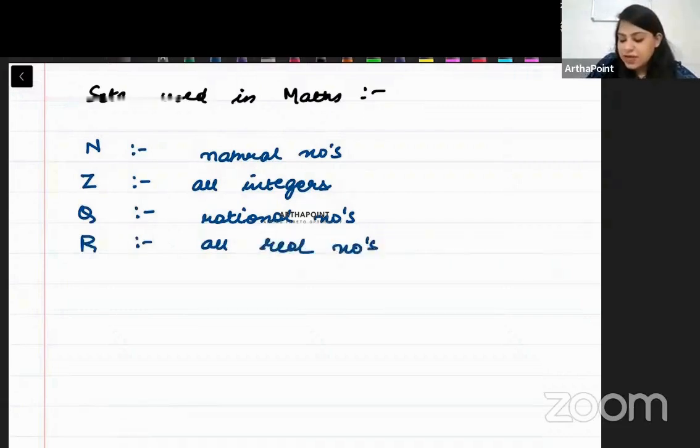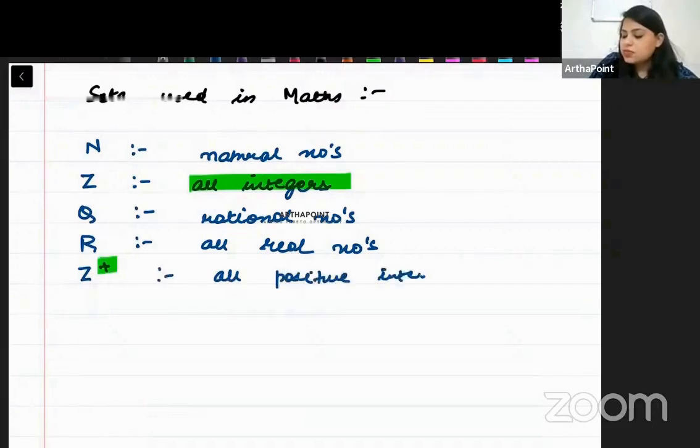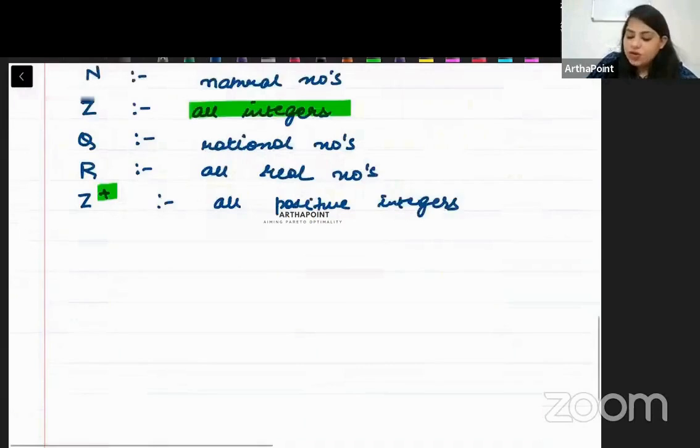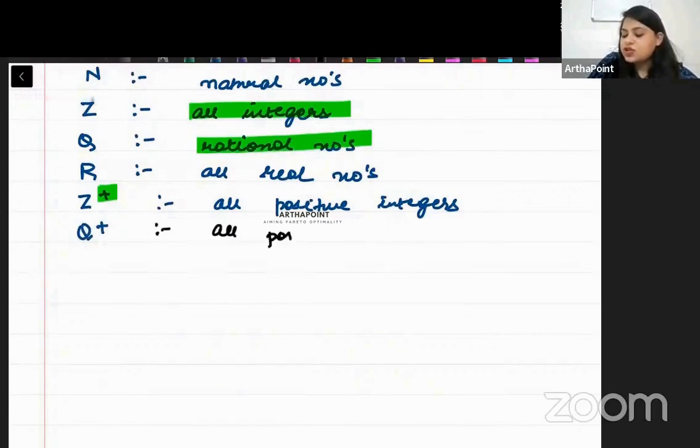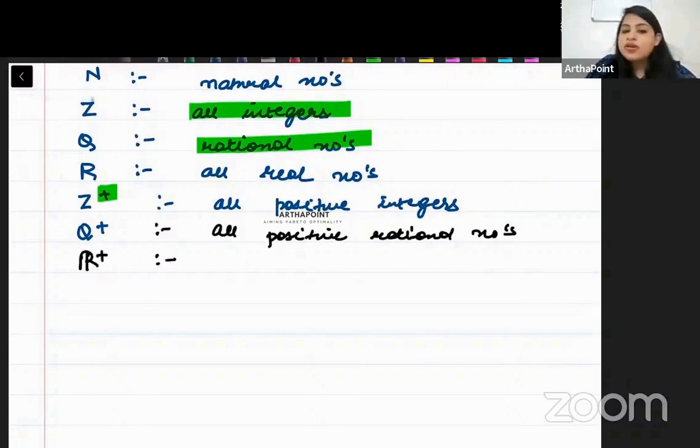Then the next is Z plus. Look, Z is all integers. Now when I put a plus sign here, then Z plus is all positive integers. Then I have Q plus. Q was all rational numbers, so Q plus is all positive rational numbers. And R plus. R was all real numbers, so R plus will be all positive real numbers.